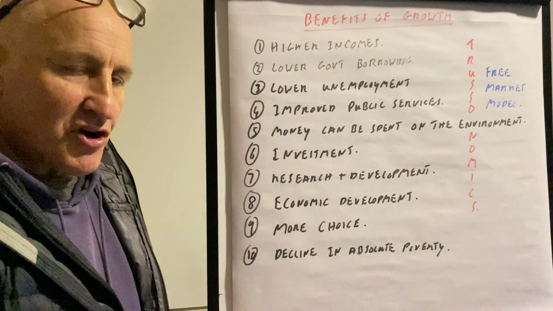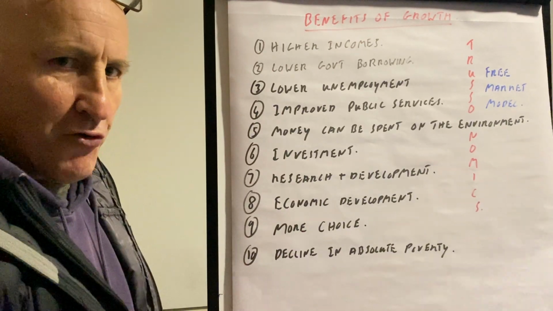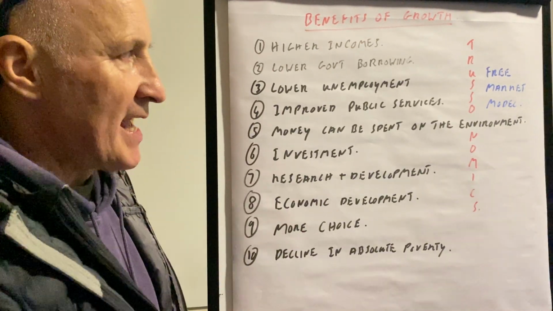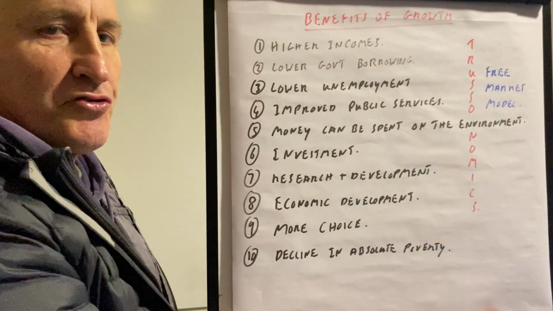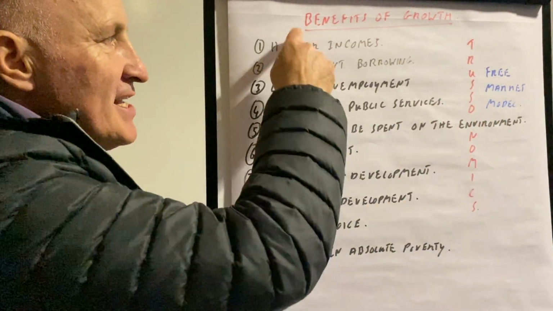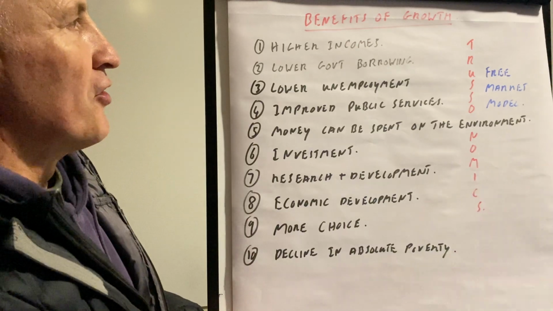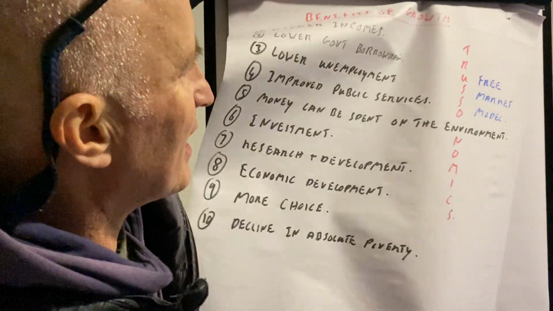Now, this is what Liz Truss went on about. Remember her famous speech, growth, growth, growth, we should have a bigger cake. But she used the free market model to try and create growth. But these are the advantages of growth which we have in the UK economy.